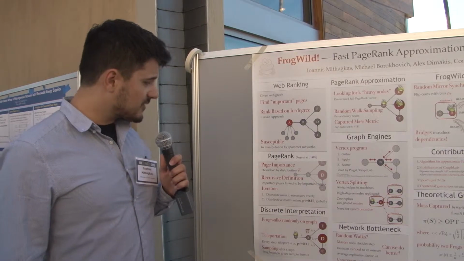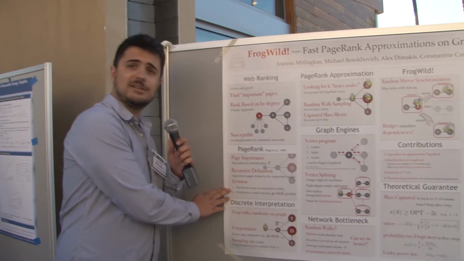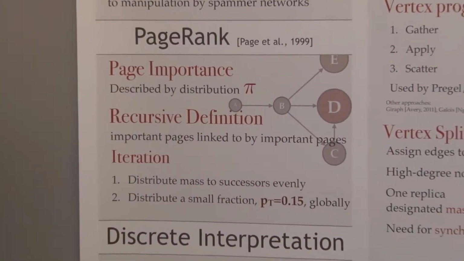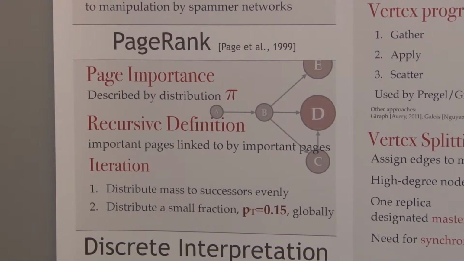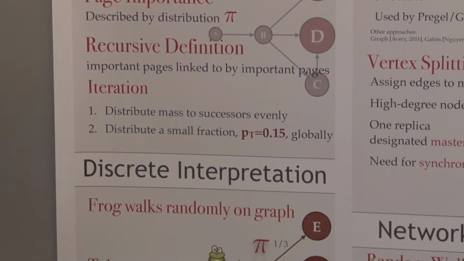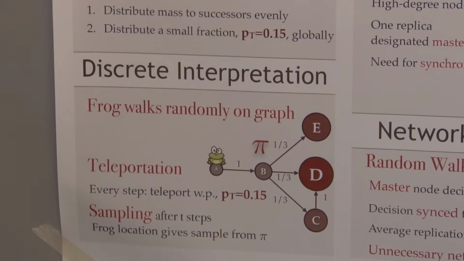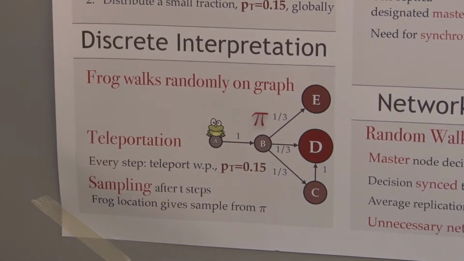The PageRank vector can be computed using eigendecomposition. Essentially, the first eigenvector of a specific modification of the adjacency matrix of the graph is my PageRank vector. And the discrete interpretation people often use is random walks to approximate the PageRank distribution.